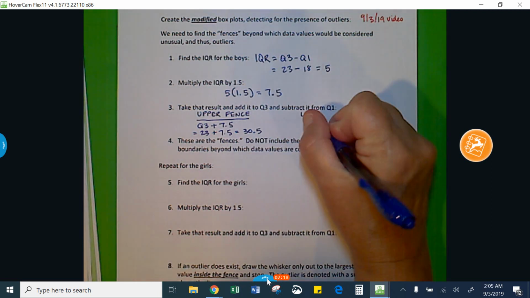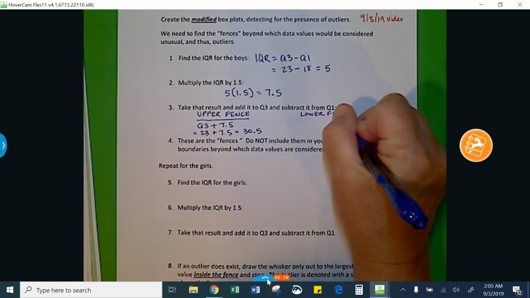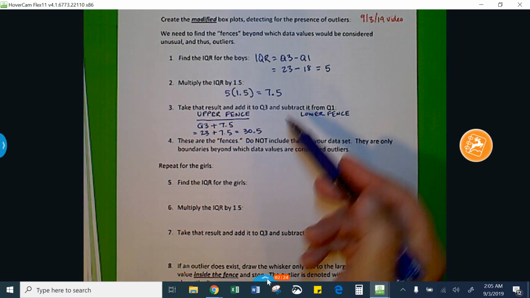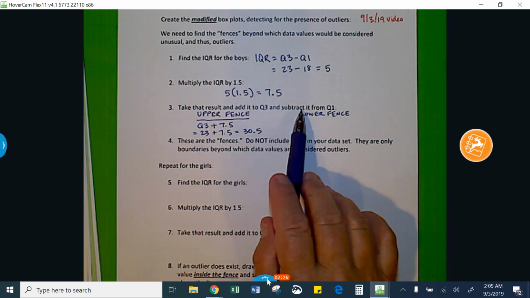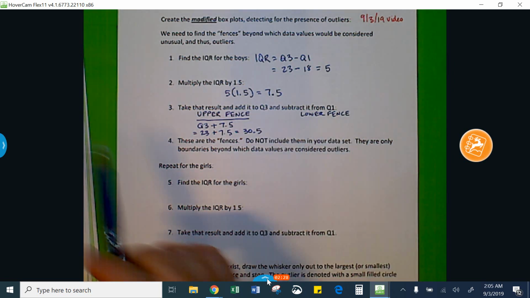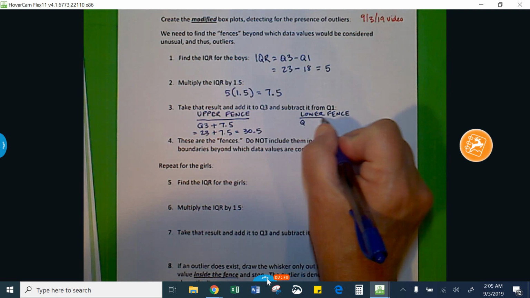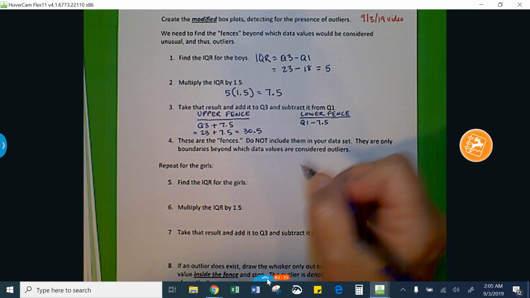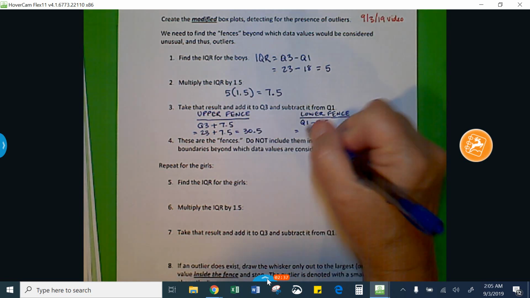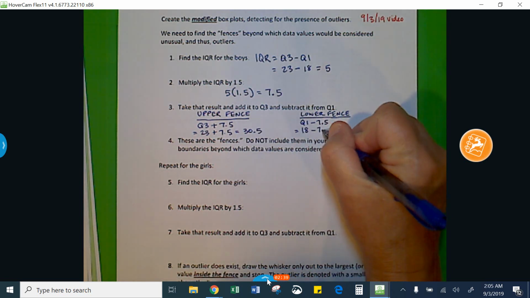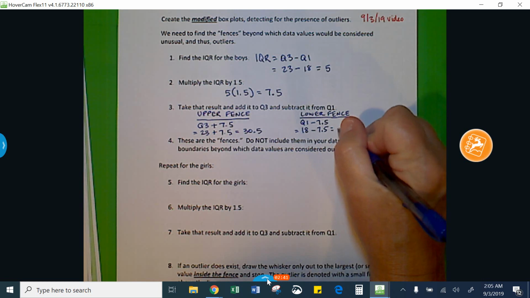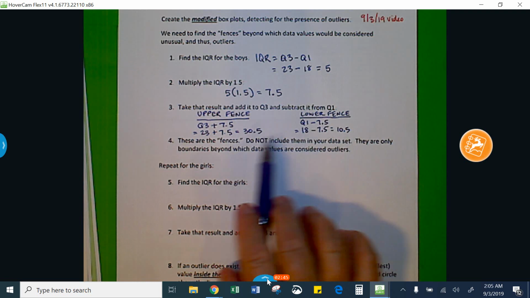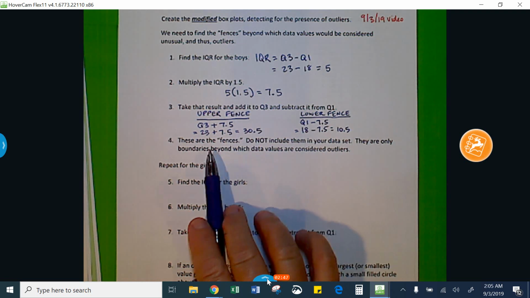Lower fence, since we're working in the lower direction now, we want to subtract this from Q1. We're going on the left-hand side. So we're going to take the lower quartile, subtract 7.5 to find out what our low boundary is going to be. So we got 18 minus 7.5, which is 10.5. So this is our lower boundary, lower fence, upper boundary, upper fence.